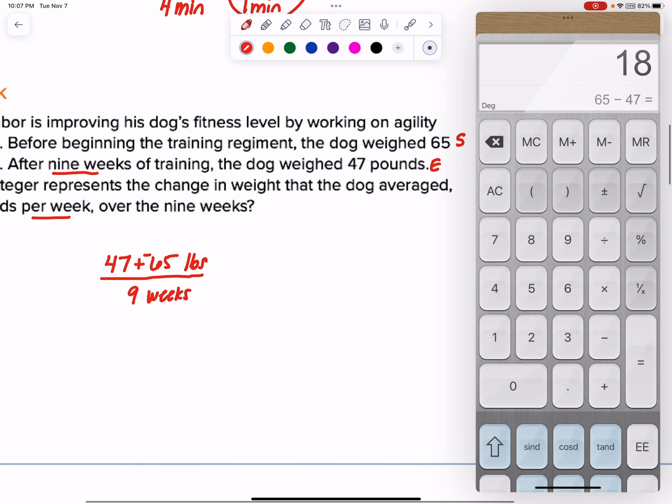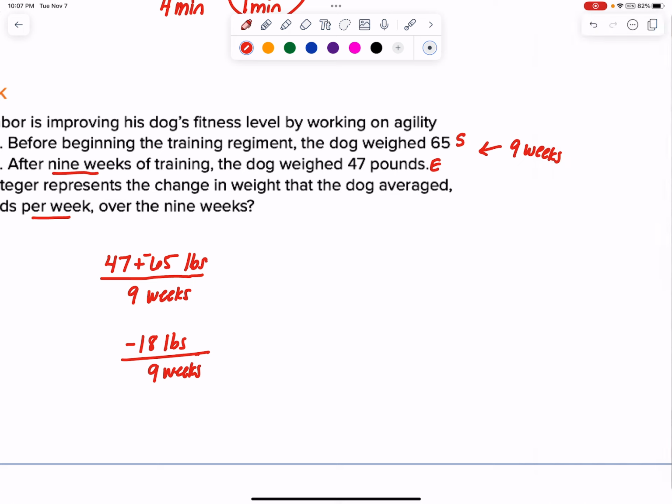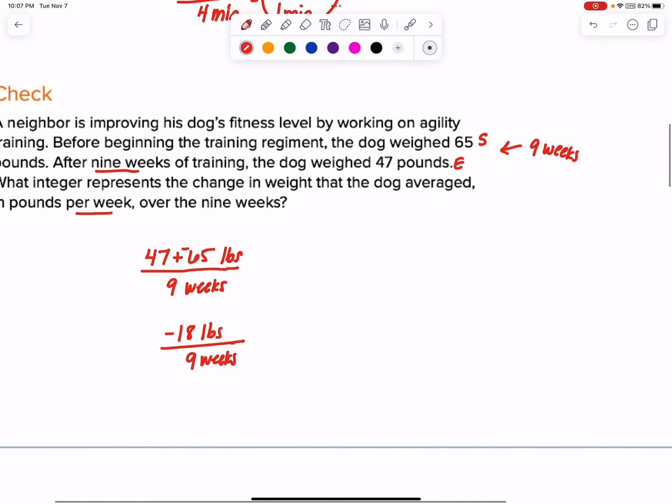Okay, and so we have a negative 18 pounds in 9 weeks. So that's the change that occurred, is we lost 18 pounds. So just make sure that makes sense. Now I want to know per week, so that's where I'm going to do my division and calculate the unit rate. So the question is, how many pounds did I lose per week?